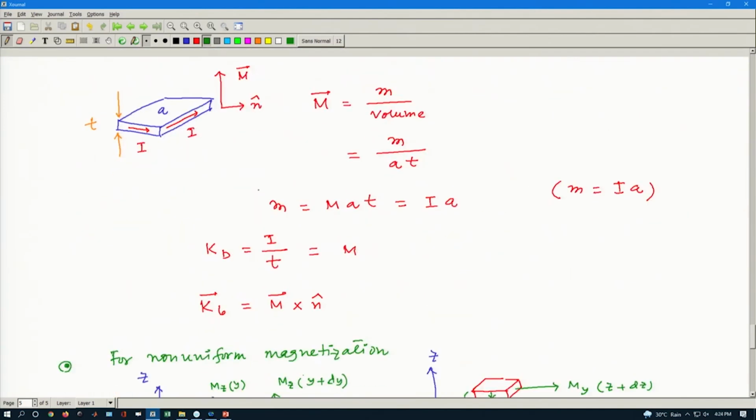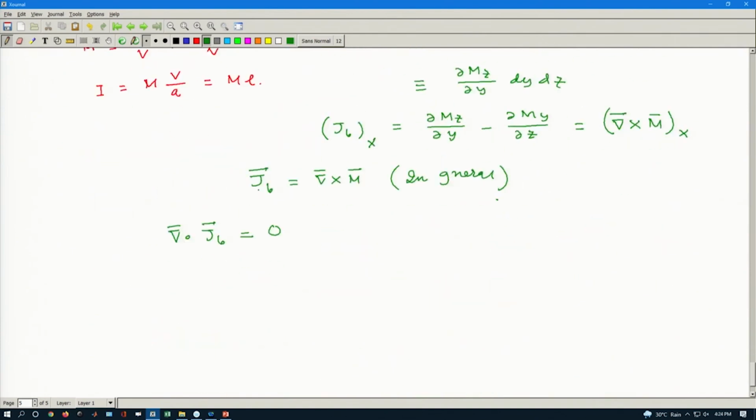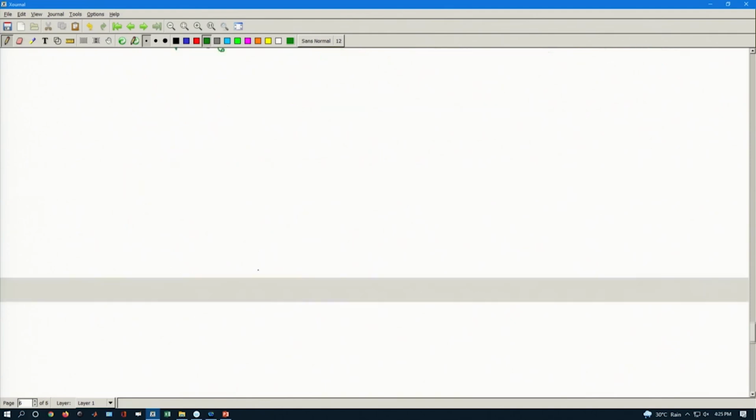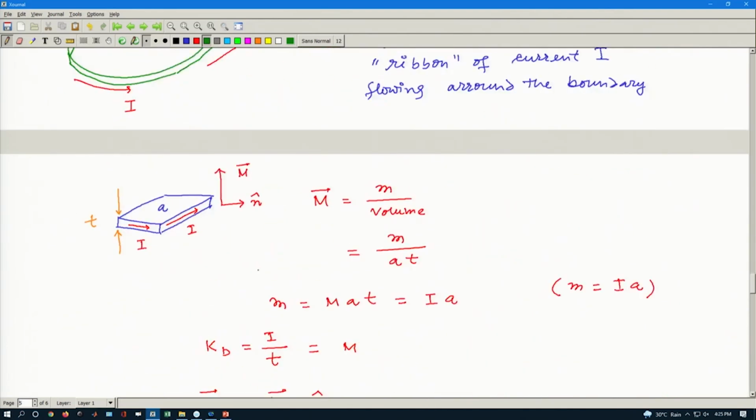Okay. So, now we show how the bound current density, bound surface current density and bound volume current density can be realized geometrically, can be realized physically, and this is the way one can realize how the bound current and surface current is there.